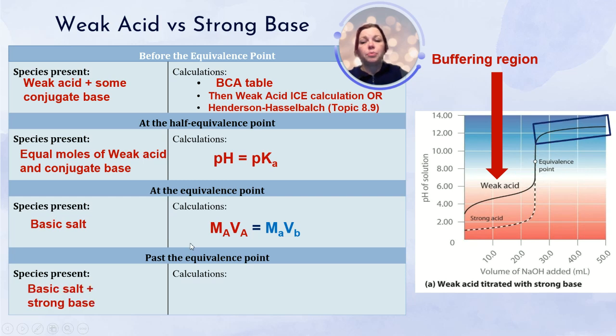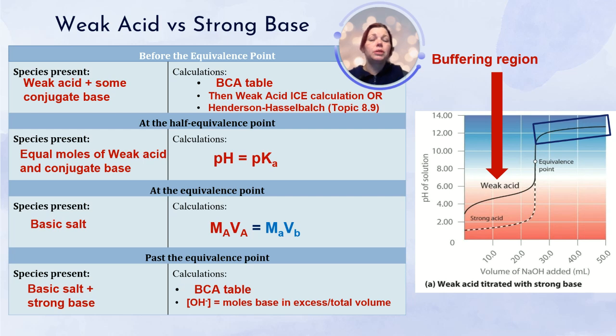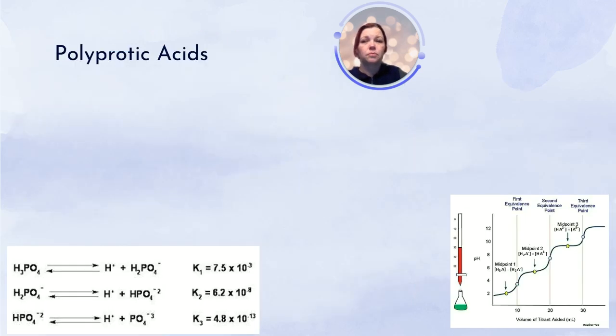Okay, so then your basic salt plus your strong base are going to be your species present past the equivalence point. But past the equivalence point, the strong base is going to overwhelm any contribution from the basic salt. And so your calculations then come back to being simple stoichiometry calculations with the BCA table. And then the moles of base in excess divided by your total volume will give you your concentration of OH minus. So you do get to ignore the basic salt when you go past the equivalence point, again, because that strong base is going to overwhelm the system, and any basicity that's contributed by the basic salt at that point will be minimal, probably even ignorable once you take significant figures into account.